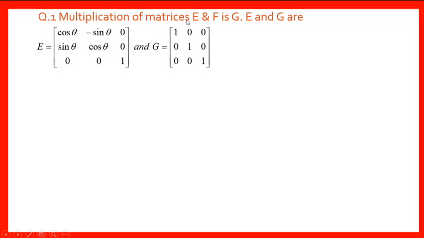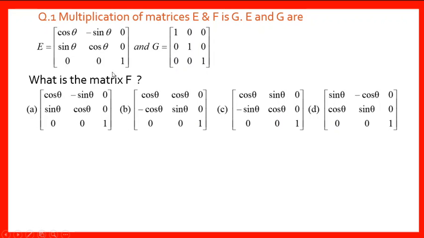Multiplication of the matrices E and F is G. E and G matrices are given like this, and the options are given; we have to find out the matrix F. So we will remember one thing. Whenever a question is given, the first thing one has to do is go through the question carefully, right? Many times the answers are given in the question itself, right?